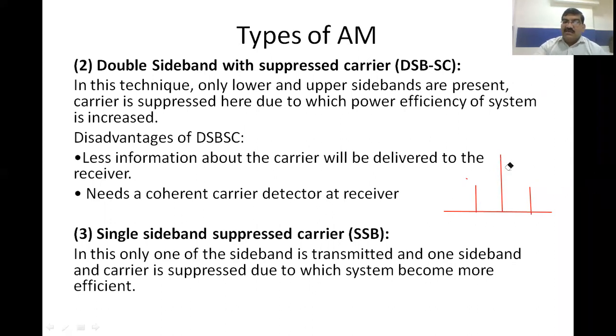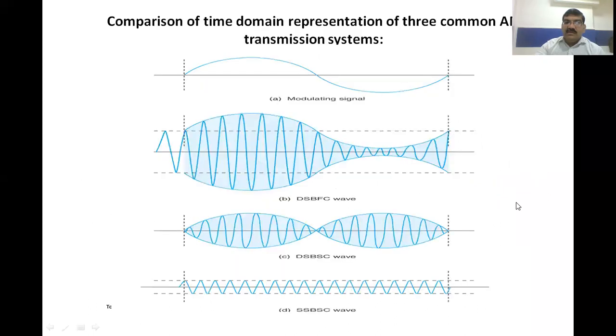So these are the basics for these two, the single sideband suppressed carrier and the double sideband suppressed carrier. So in serial number 2, we are sending both the sidebands. Here we are sending only one sideband, and we are suppressing the carrier. Okay. Now here how it will be there.